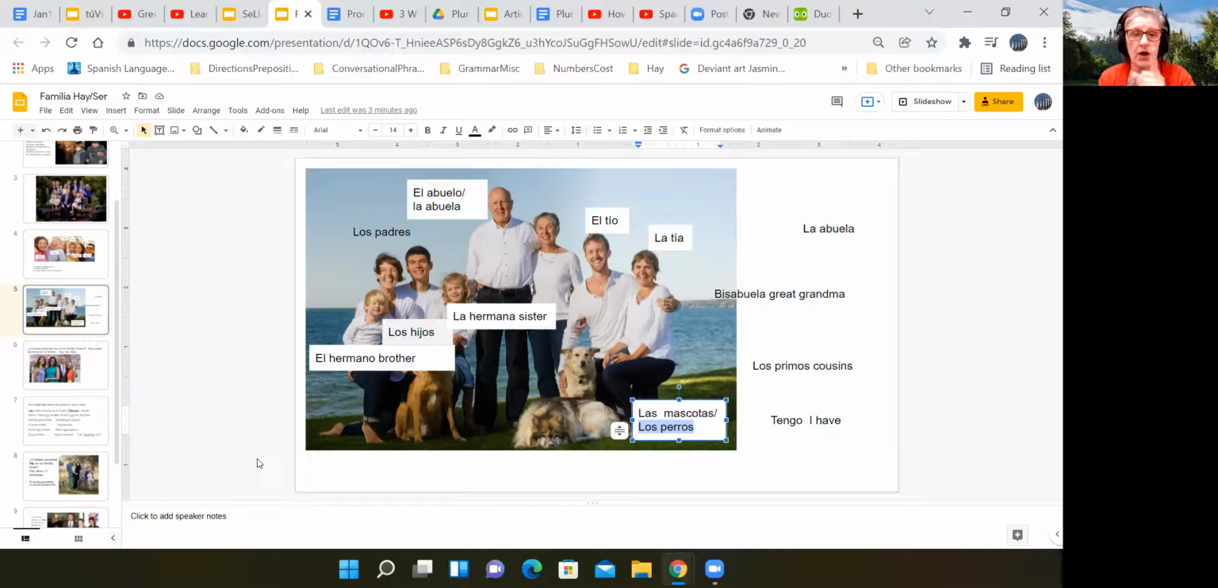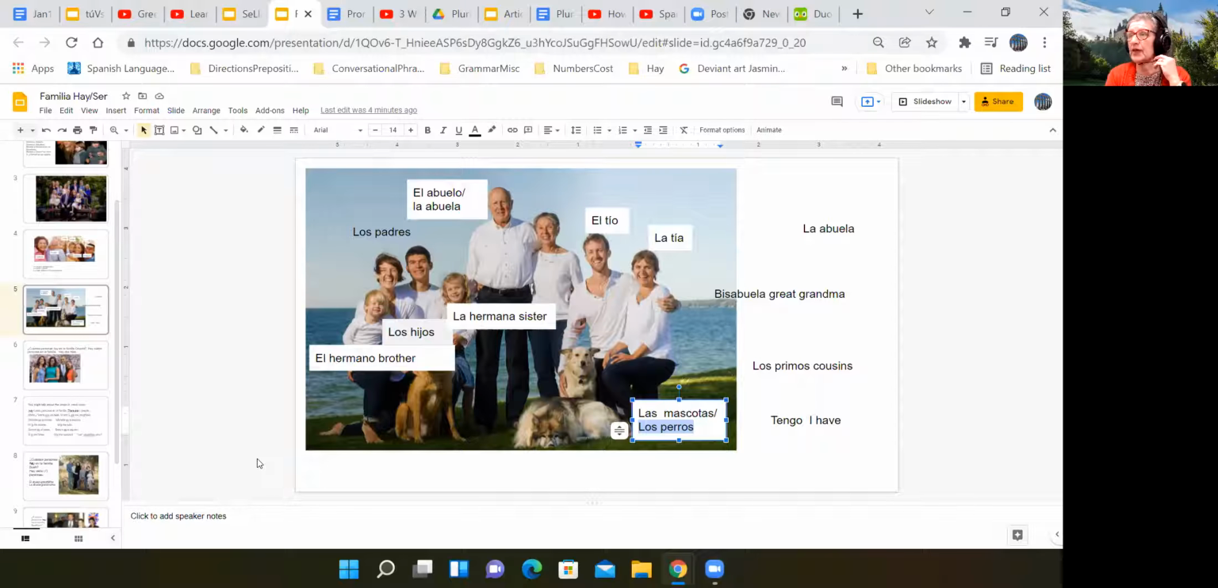With animals, not always. Sometimes yes, sometimes no. So I'll give you an example. The word for horse is caballo. Caballo is a masculine word, but caballa is not the feminine word for a female horse because they use a different word there.